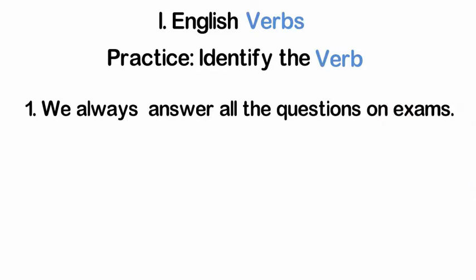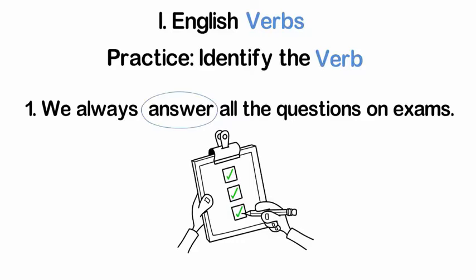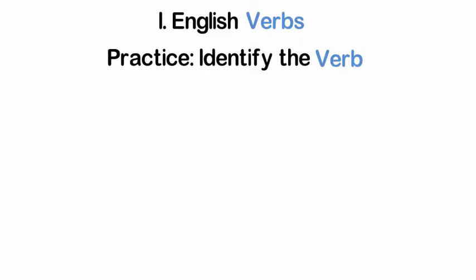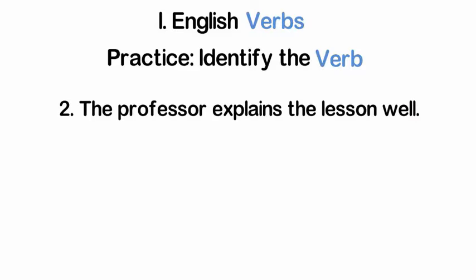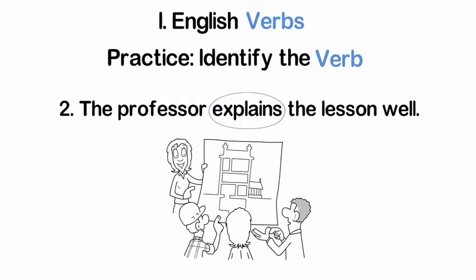1. We always answer all the questions on exams. What is the action word, the verb, in this sentence? If you chose the word answer, you're correct. 2. The professor explains the lesson well. Identify the verb in this sentence. If you chose explains, you are correct. That is the action word in this sentence.